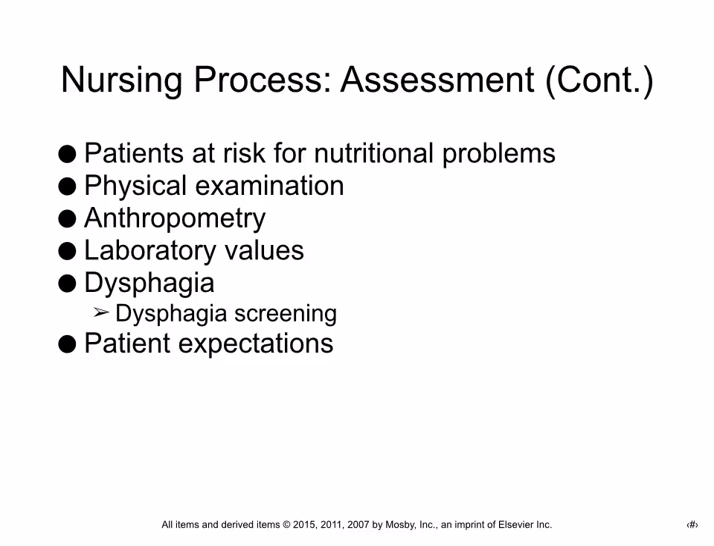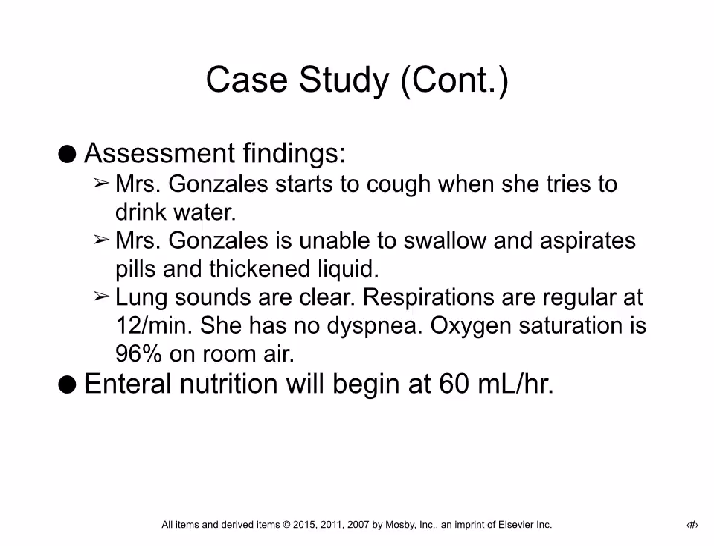Let's go to the next slide. When we started this PowerPoint, we were talking about Mrs. Gonzalez, a 65-year-old woman who had come with a stroke attack. The assessment findings were that Mrs. Gonzalez starts to cough when she tries to drink water. Mrs. Gonzalez is unable to swallow and aspirates pills and thickened liquid. Lung sounds are clear, respirations are regular at 12 per minute. She has no dyspnea. Dyspnea means she has no shortness of breath. Oxygen saturation is 96% on room air.